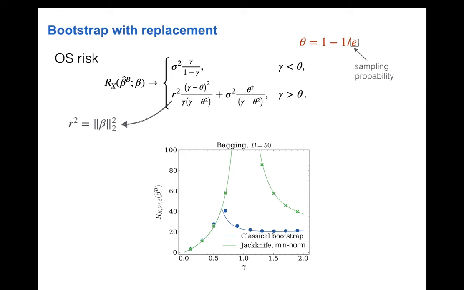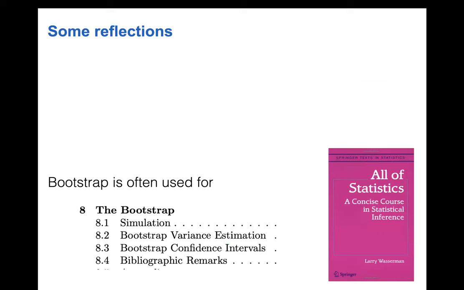Okay, so in other words, this bootstrap with replacement is exactly the same as a Bernoulli bootstrap, statistically speaking, if you take the sampling probability in the Bernoulli bootstrap to be 1 over 1 minus 1 over e, roughly 0.6. Okay. So this is about bootstrap. I'm going to talk about actually some of this work.